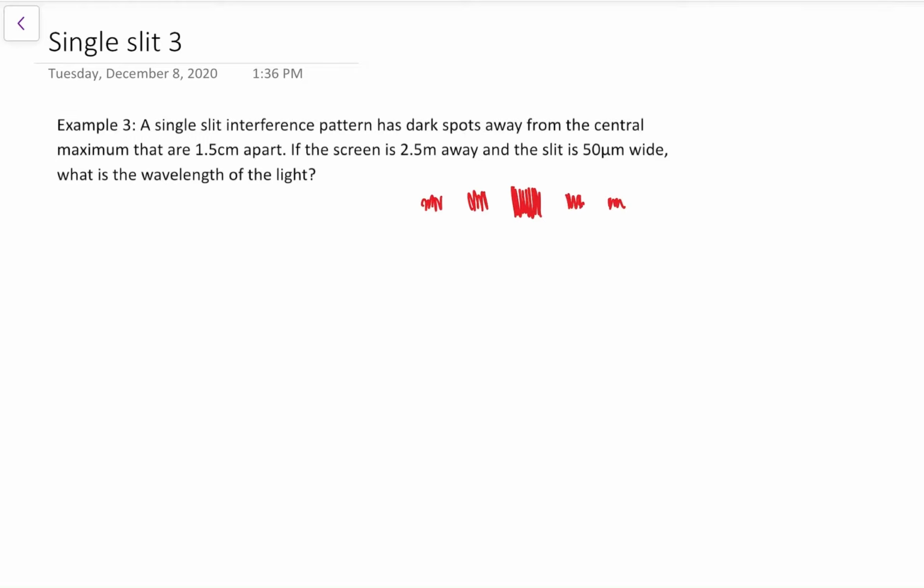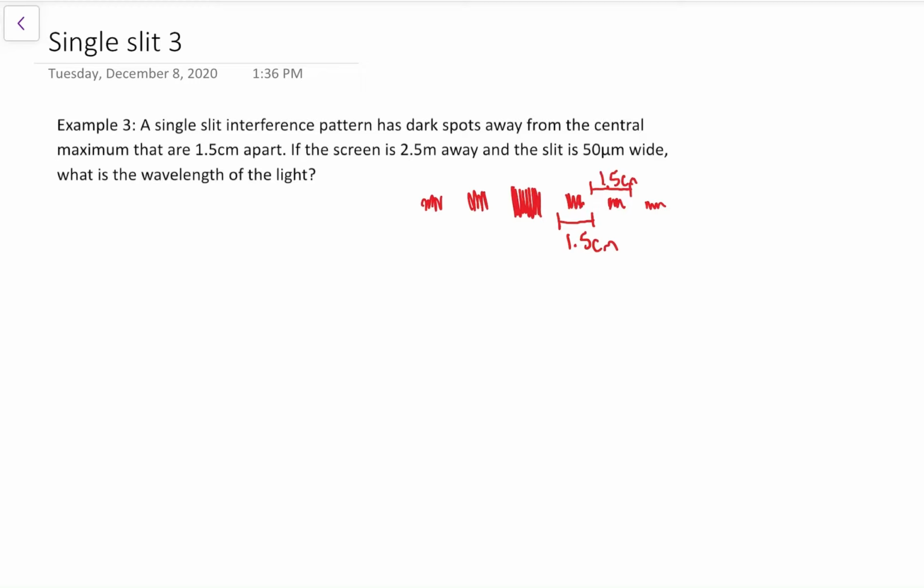The way this one's worded, it says that away from the central maximum, the dark spots are 1.5 centimeters apart. So dark to dark out here is 1.5 centimeters. If I could see the next one, it would be out here. This distance dark to dark would be the same, 1.5 centimeters. Sorry, that's kind of messy.